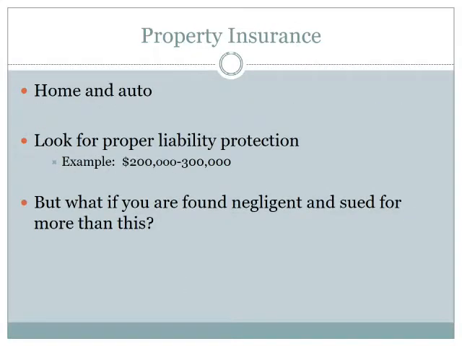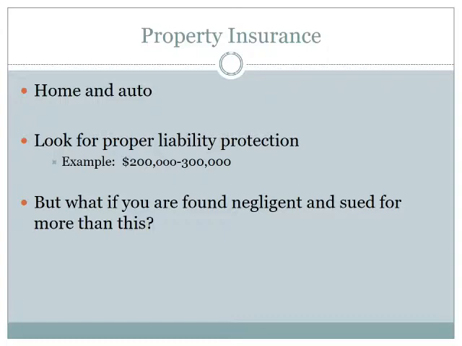So first we're going to talk about property insurance. This includes home and auto insurance. I think most of us understand that this is important to have. The key point here is that you need to have proper liability protection. For example, somewhere around $200,000 to $300,000. This is about the maximum that most insurance policies will allow. And this is to protect you in case you find yourself negligent or responsible for injury or damage to property.